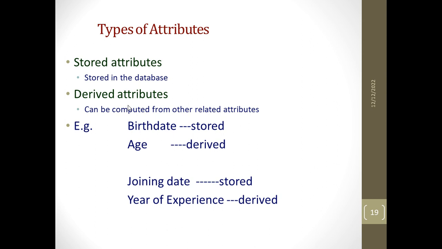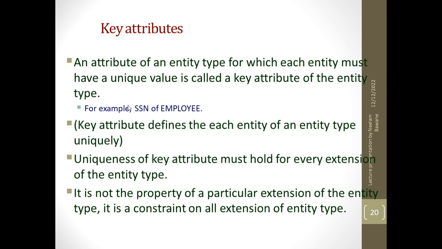The third kind of attribute is stored attribute and derived attribute. Derived attributes are derived from something that is already stored. If I know the birth date, I can derive the age. Current date minus the birth date will give me the age. So that becomes a derived attribute. If I get to know the joining date, I will understand the years of experience of that particular employee in this firm. So the derived attributes can be computed from the stored attribute.